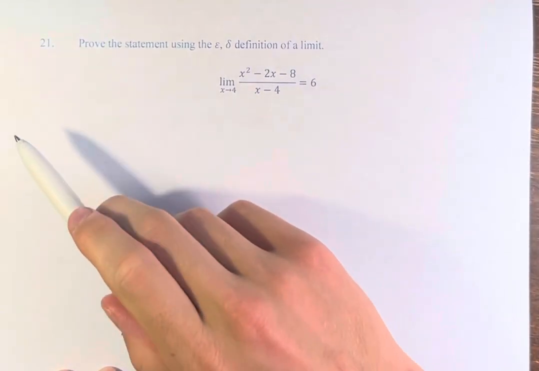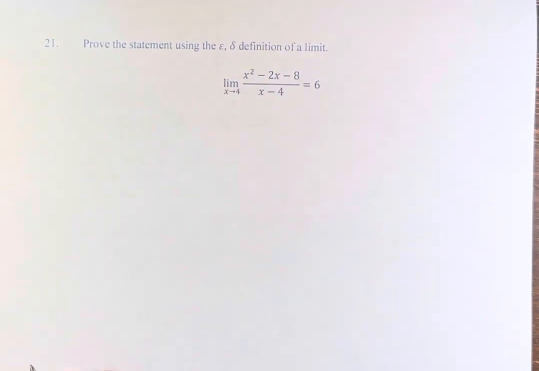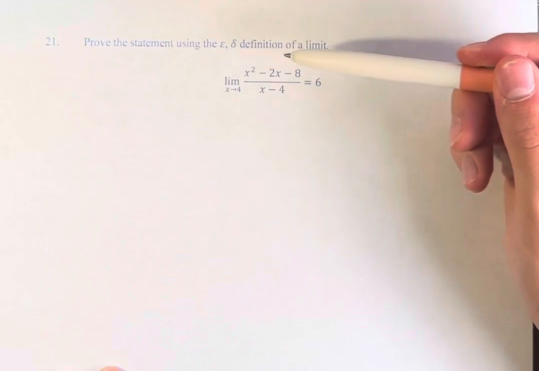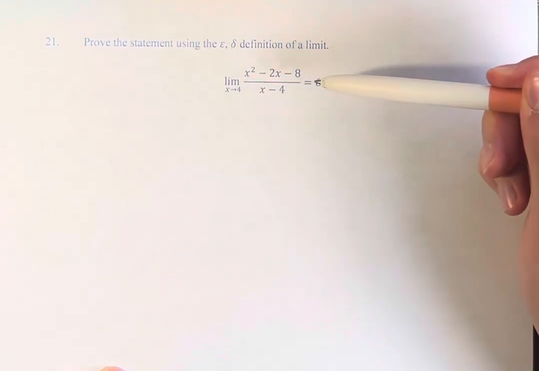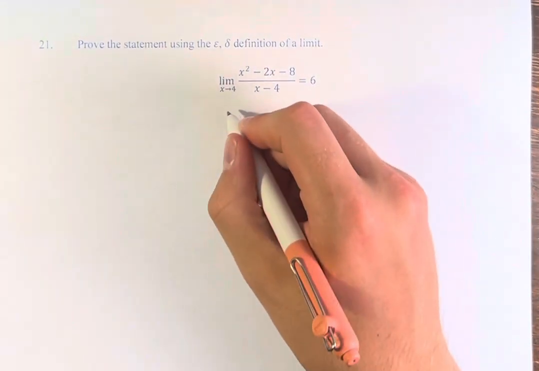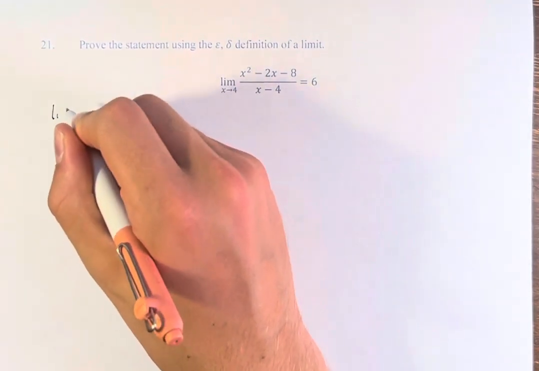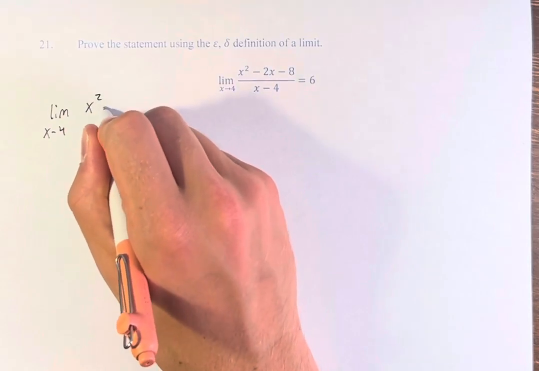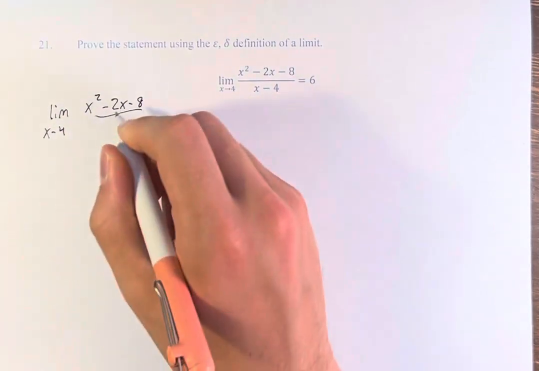In this problem, we're asked to prove the statement using the precise definition of a limit. We have the limit as x approaches 4 of (x squared minus 2x minus 8) over (x minus 4) is equal to 6. Before we go ahead with the definition of the limit, first we're going to simplify this. The limit as x approaches 4 of (x squared minus 2x minus 8) over (x minus 4).